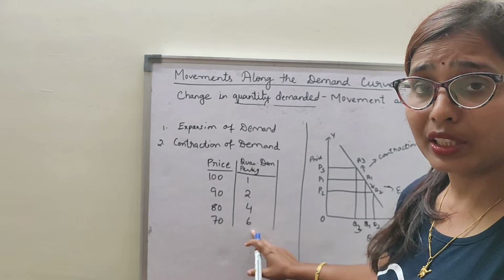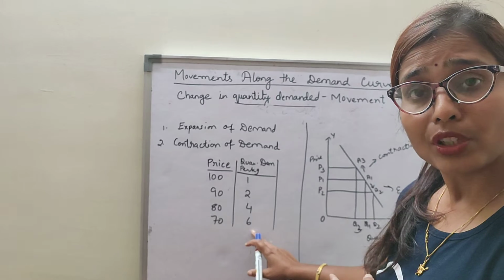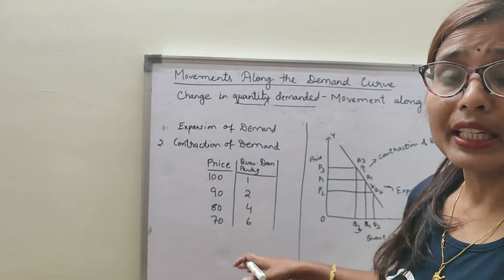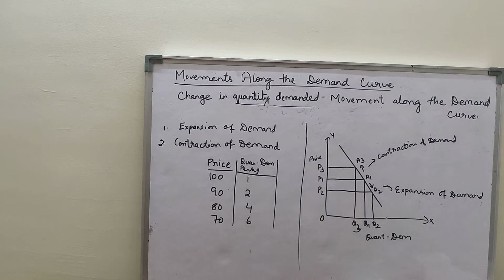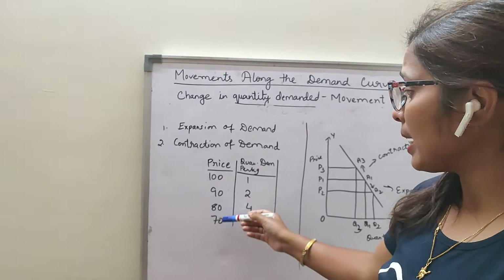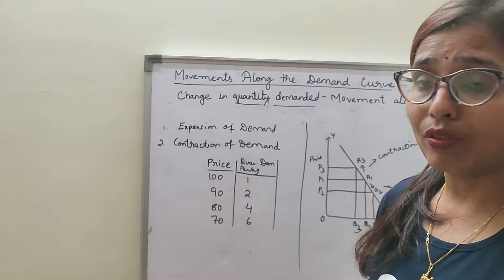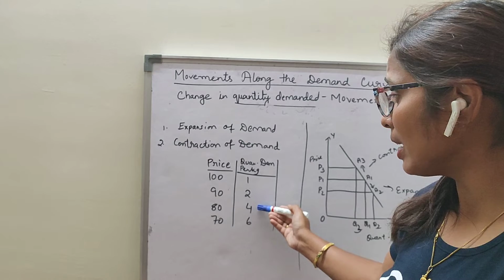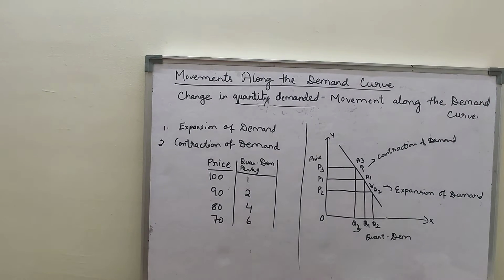So this is what? It is the contraction of demand or a fall in quantity demanded. Clear? When the price rises, consumer purchases less of the quantities of mangoes as the price rises. This is contraction of demand.